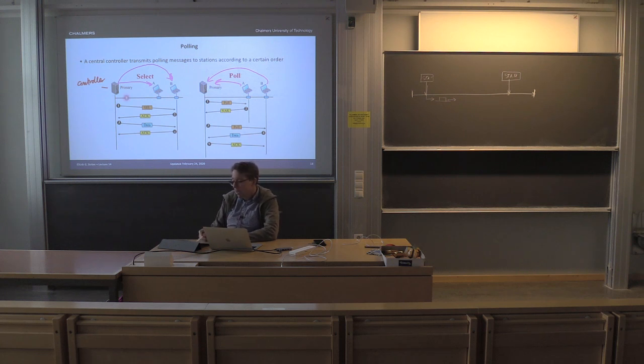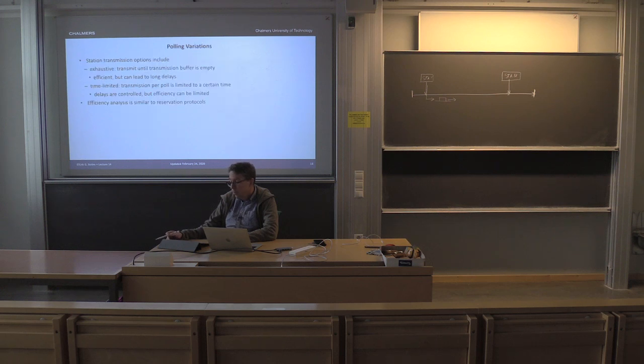But one can have this for other buses where there is a control computer and sensor stations. That's more normal, I think. Polling variations: there are different versions here. There's something called exhaustive. What that means is that we transmit the data until the transmission buffer is empty.